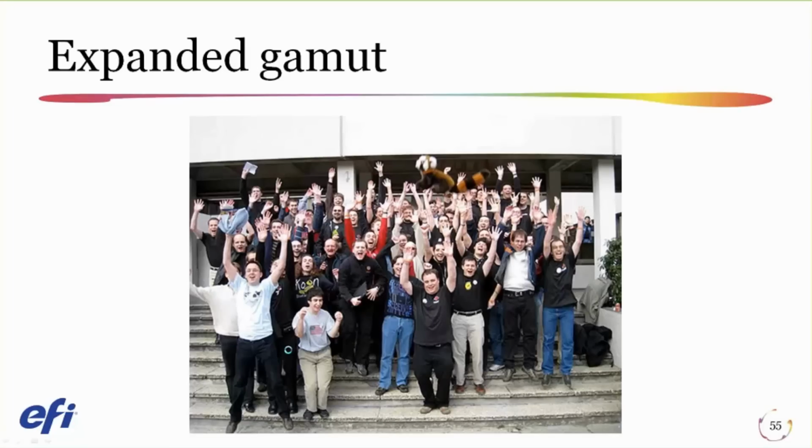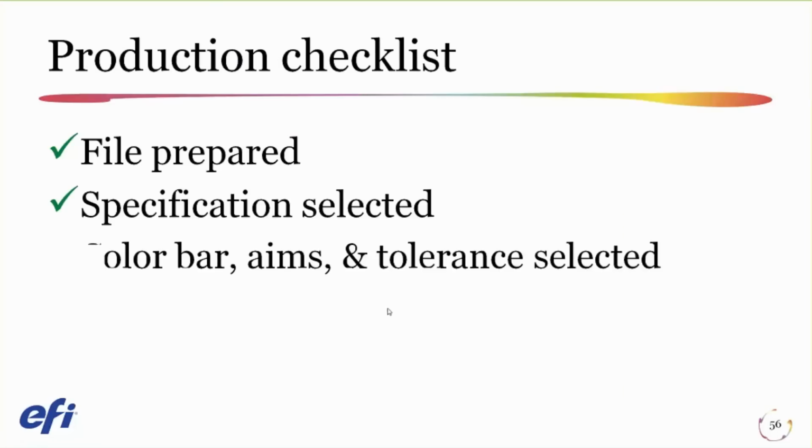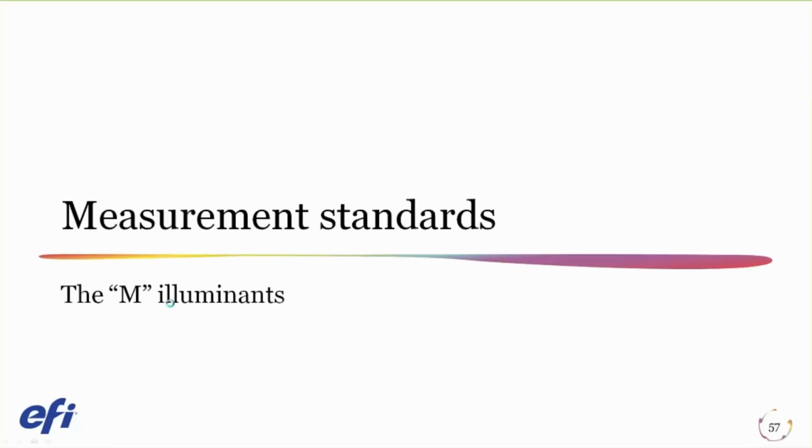Okay. Now here's the tolerance and specification for expanded gamut. Full gamut, bright colors, everybody's just happy. So if you can, push for this because this is a whole lot easier to work with, as you can see. All right, our production checklist: our file is prepared, specification is selected, and now we have selected the correct color bar, the aims, and the tolerances in order to make sure that our output has conformed to the specification, and our customer will, well, number one, sign off on the job, but more importantly, sign the check that they're going to give us. Okay, well, now we have to measure that color bar.